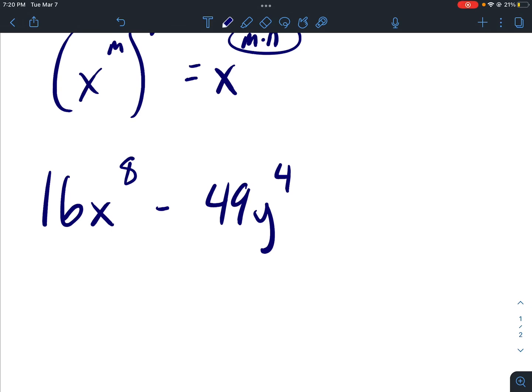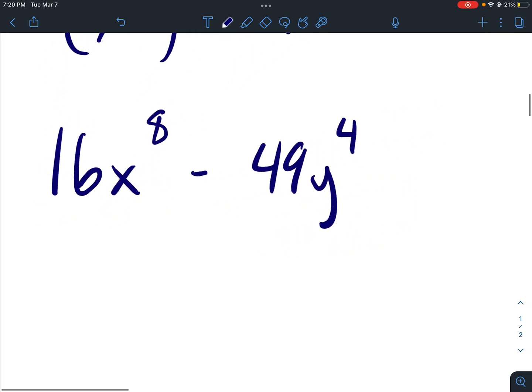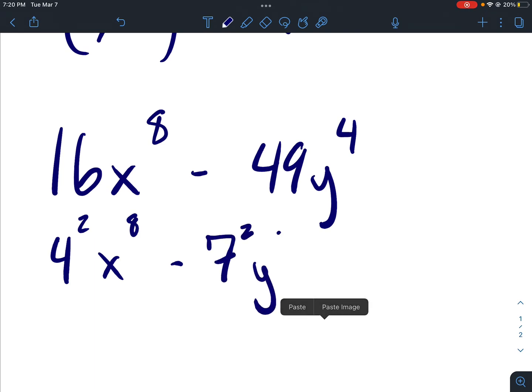And the way you can figure out which one you're going to use is if we just deal with the numbers first. So looking at the numbers, can we write them as squares or cubes, both of them? And you can see with 16 and 49, we can write them both as squares. So we could write 4 squared x to the 8th minus 7 squared y to the 4th.